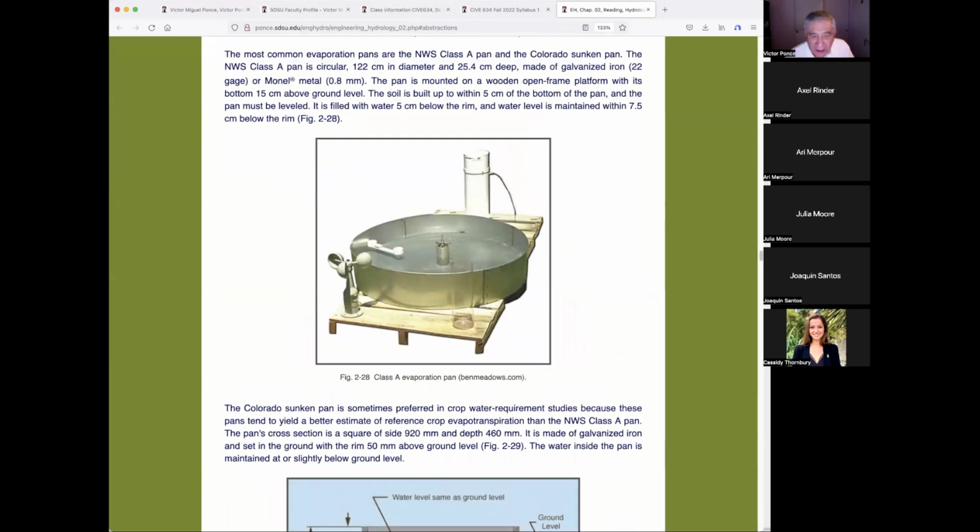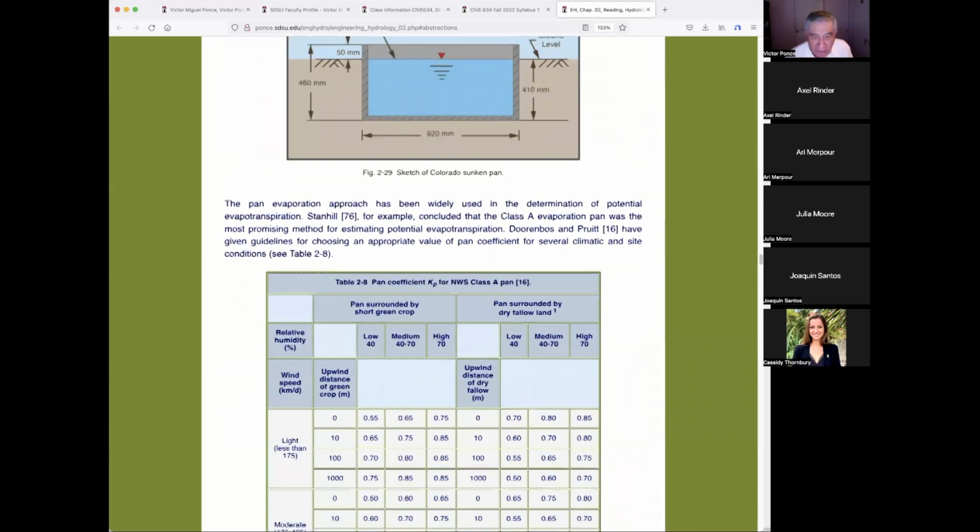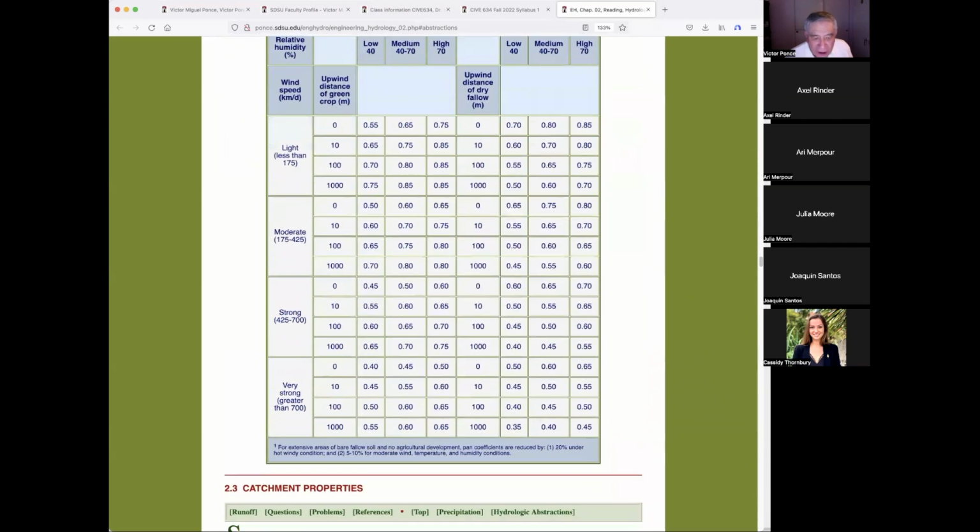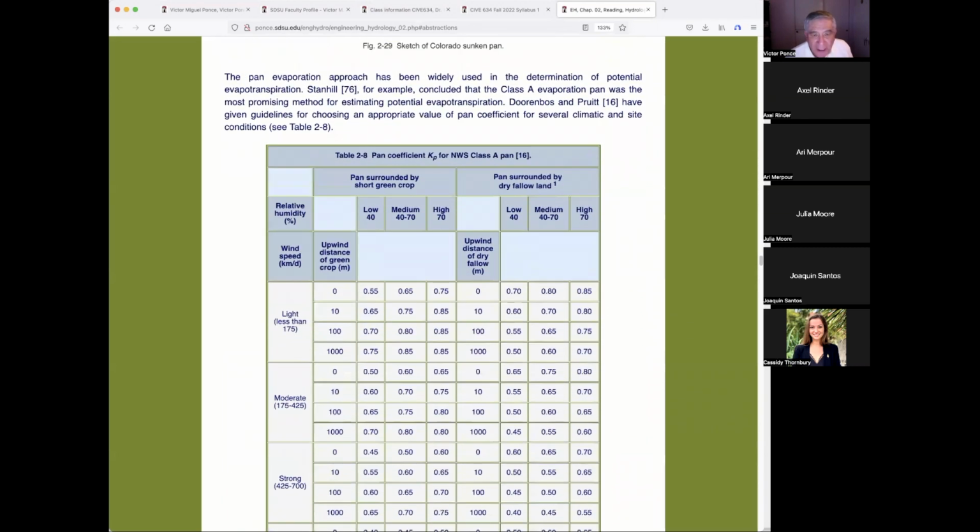Suffice it to say that the Class A evaporation pan is widely used, and widely used with this chart over here. Pan evaporation coefficient for NWS. NWS stands for National Weather Service, which is an agency of NOAA. NOAA stands for National Oceanic and Atmospheric Administration, which is the federal government agency or institution or umbrella, I guess you could say, in charge of the weather.